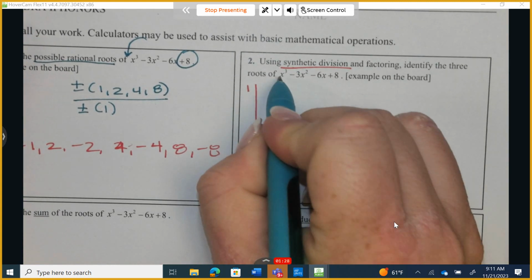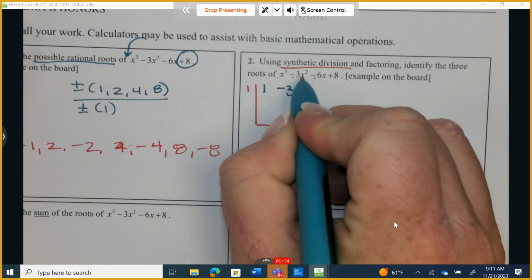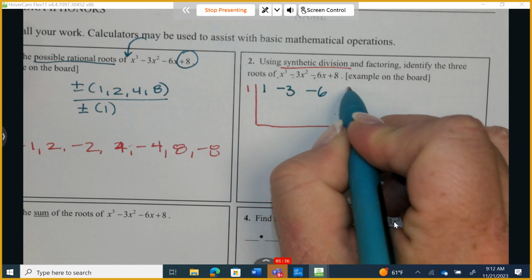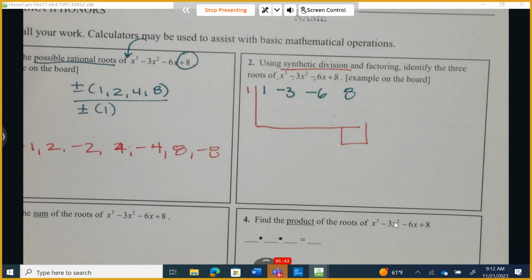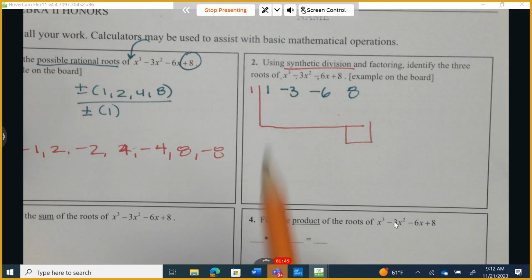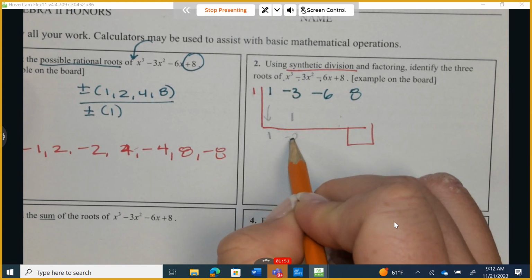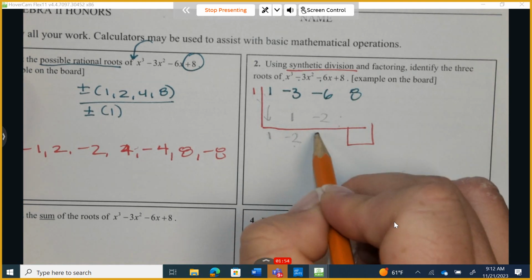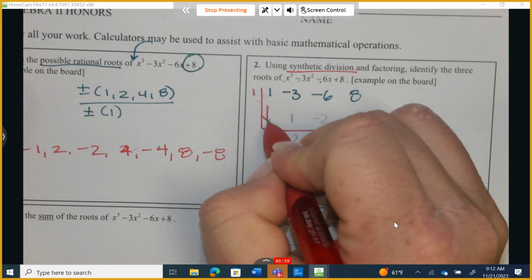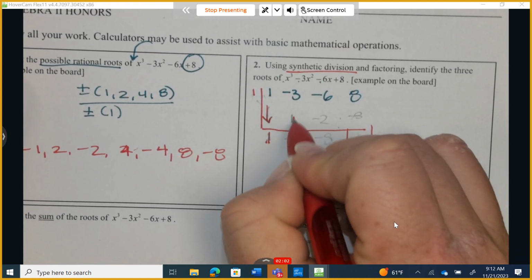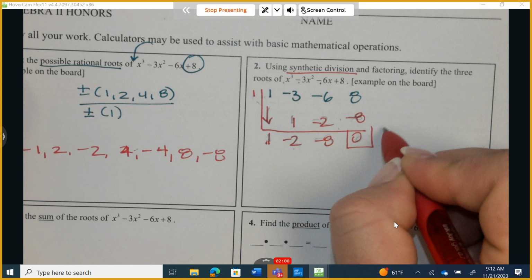So the coefficients here are 1, negative 3, negative 6, and 8. So 1, x to the third, negative 3, x squared, negative 6, x to the first, and 8, x to the 0. I'm going to test 1, and I'm going to use the pencil in case it doesn't work so I can erase. I drop down the first number, I multiply to get 1, I add down to get negative 2. I multiply to get negative 2, add down to get negative 8. I'll multiply to get negative 8, I add down to get 0. It works. Let me actually darken this in. Drop down and multiply, add down and multiply, add down and multiply, add down, and I end up with 0.